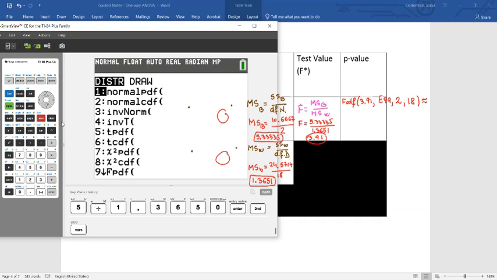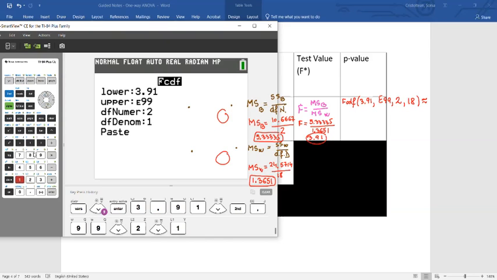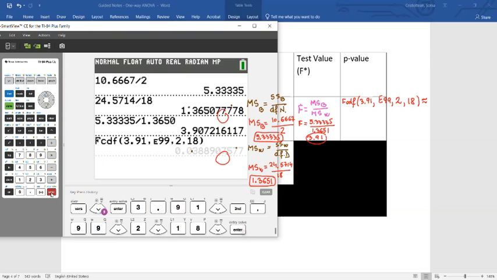This is FPDF. We need FCDF, so it will be the next option. FCDF, hit enter, and you say from 3.91 to E99, or 10 raised to the 99 power. Degrees of freedom, as we said, was 2 for the numerator and 18 for the denominator. And that's how we find the p-value. So in this case, by plugging that in, we have the p-value of 0.0389. And this is what we put right here on this table.